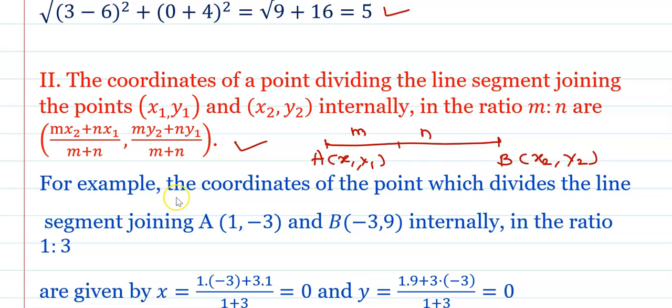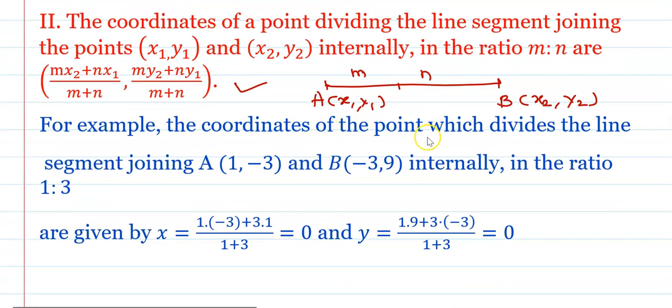This is the point of division. For example, find the coordinates of the point which divides the line segment joining A(1, -3) and B(-3, 9) internally in the ratio 1 to 3. Now it divides internally. If a point divides externally, then we have a minus sign: (mx2 minus nx1) upon (m minus n) and (my2 minus ny1) upon (m minus n).